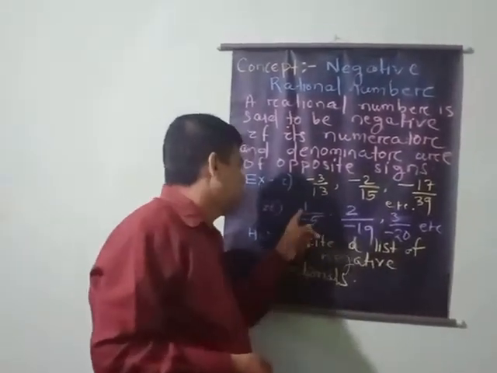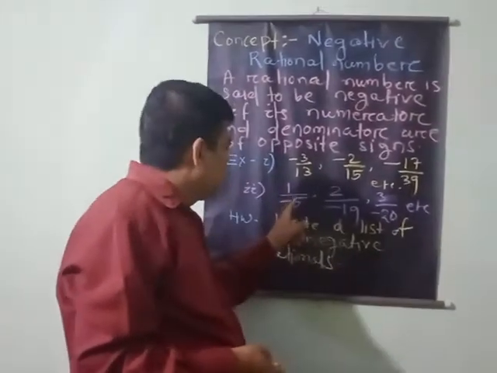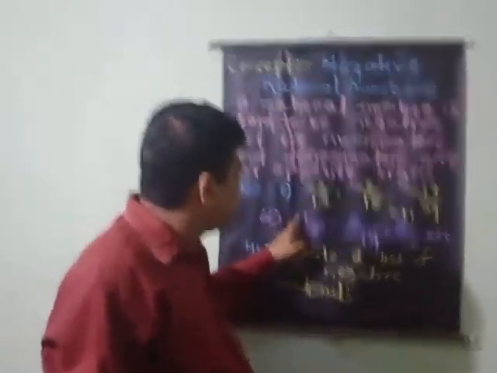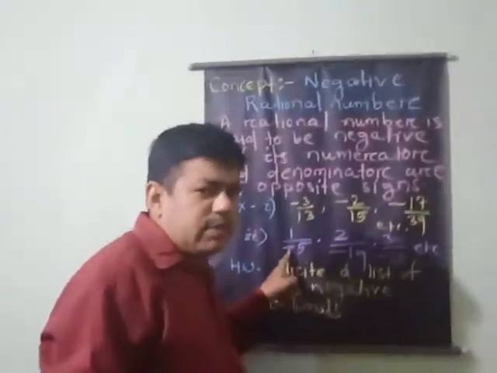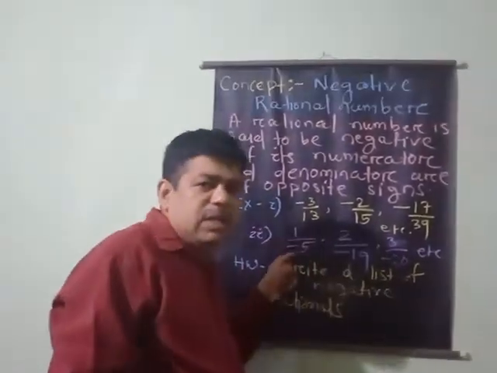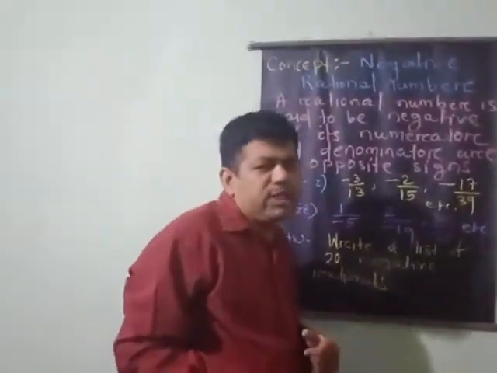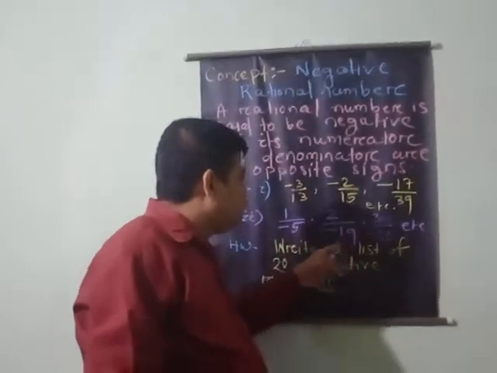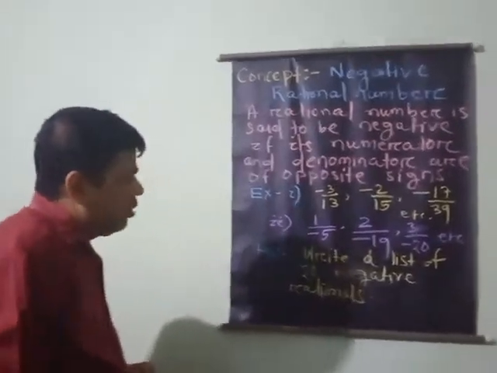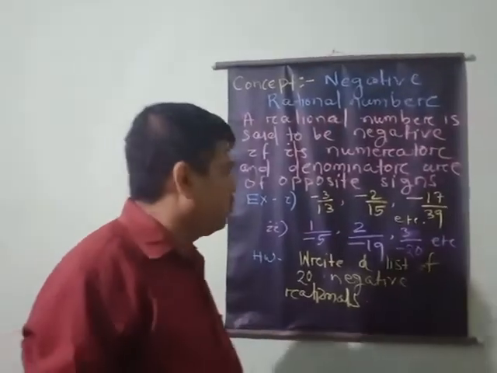Here in the second example, you see 1 divided by minus 5. The numerator is plus 1, the denominator is minus 5. So the numerator carries a positive sign and the denominator a negative sign. So 1 divided by minus 5 is a negative rational number because the numerator and denominator have opposite signs. Similarly, 2 divided by minus 19 and 3 divided by minus 20, etc. These are examples of negative rational numbers, and you can prepare a list of 20 negative rational numbers of your own and write them down in your copy.